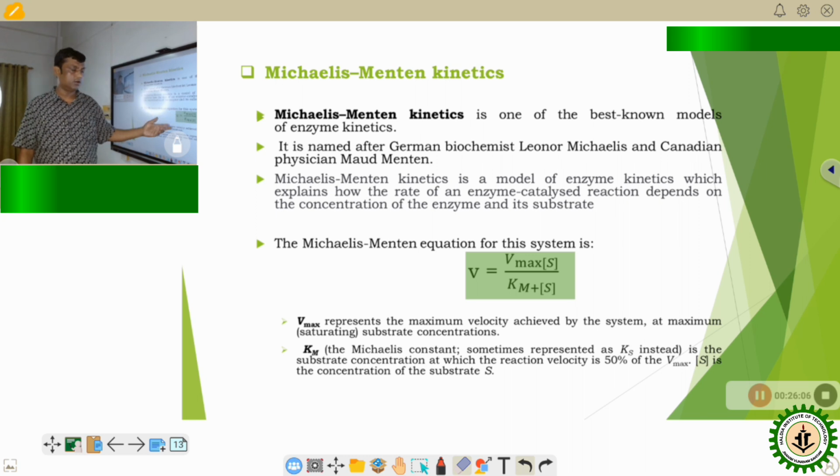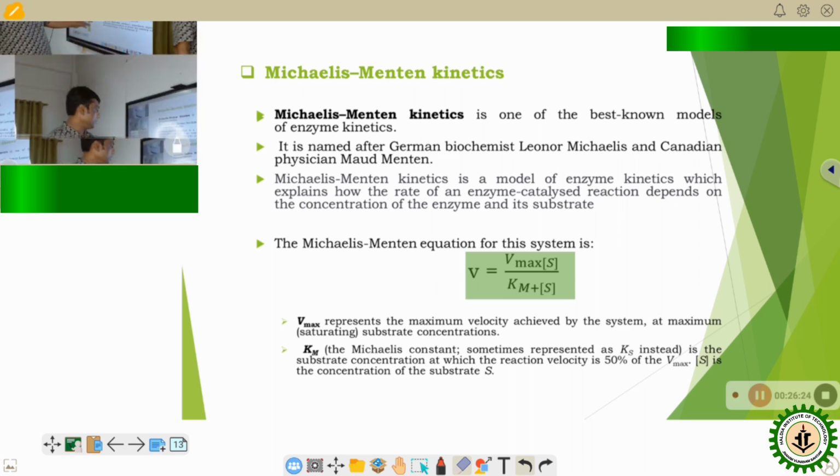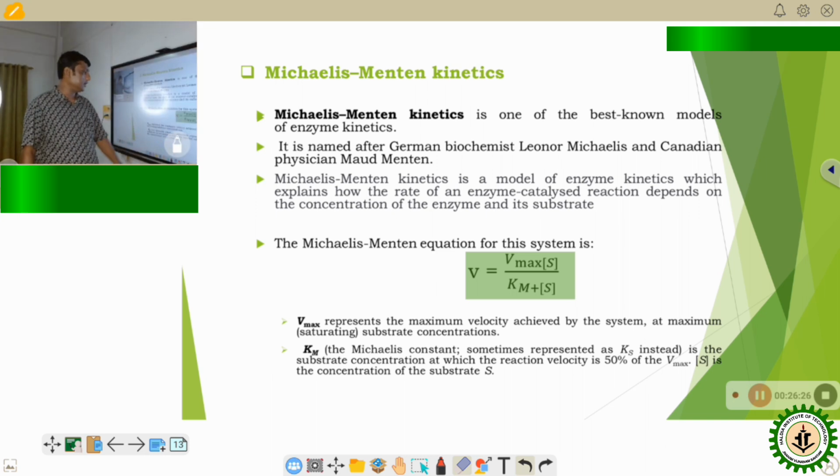The equation is V equals V naught, or V, the initial velocity, Vmax, the maximum velocity, meaning when the rate of reaction reaches its maximum. S is the substrate concentration and Km is the Michaelis-Menten constant. Km is nothing but the substrate concentration at which half of the maximum velocity is attained.